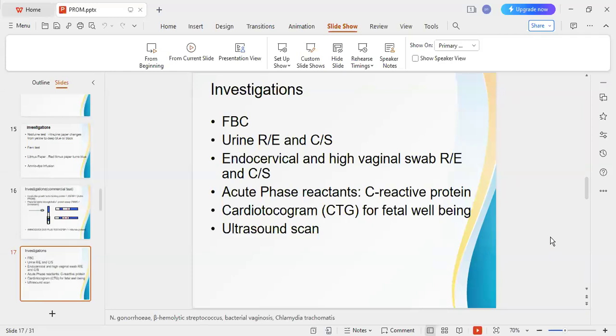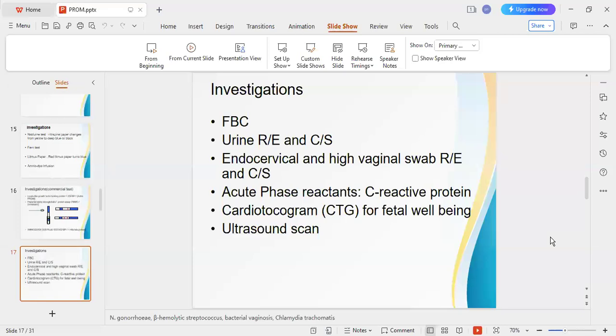We have a urine RE and then a urine CS as well. As we said, infections can be a predisposing factor. We have an endocervical and high vaginal swab for RE and CS. We also check for acute phase reactants, such as the C-reactive protein, which is more beneficial to us as compared to the WBC count, because as we go on in our management, we'll see that we would probably use steroids, and these steroids sometimes affect the levels of the WBC, but the C-reactive protein gives you a clear picture of the state of the mother.